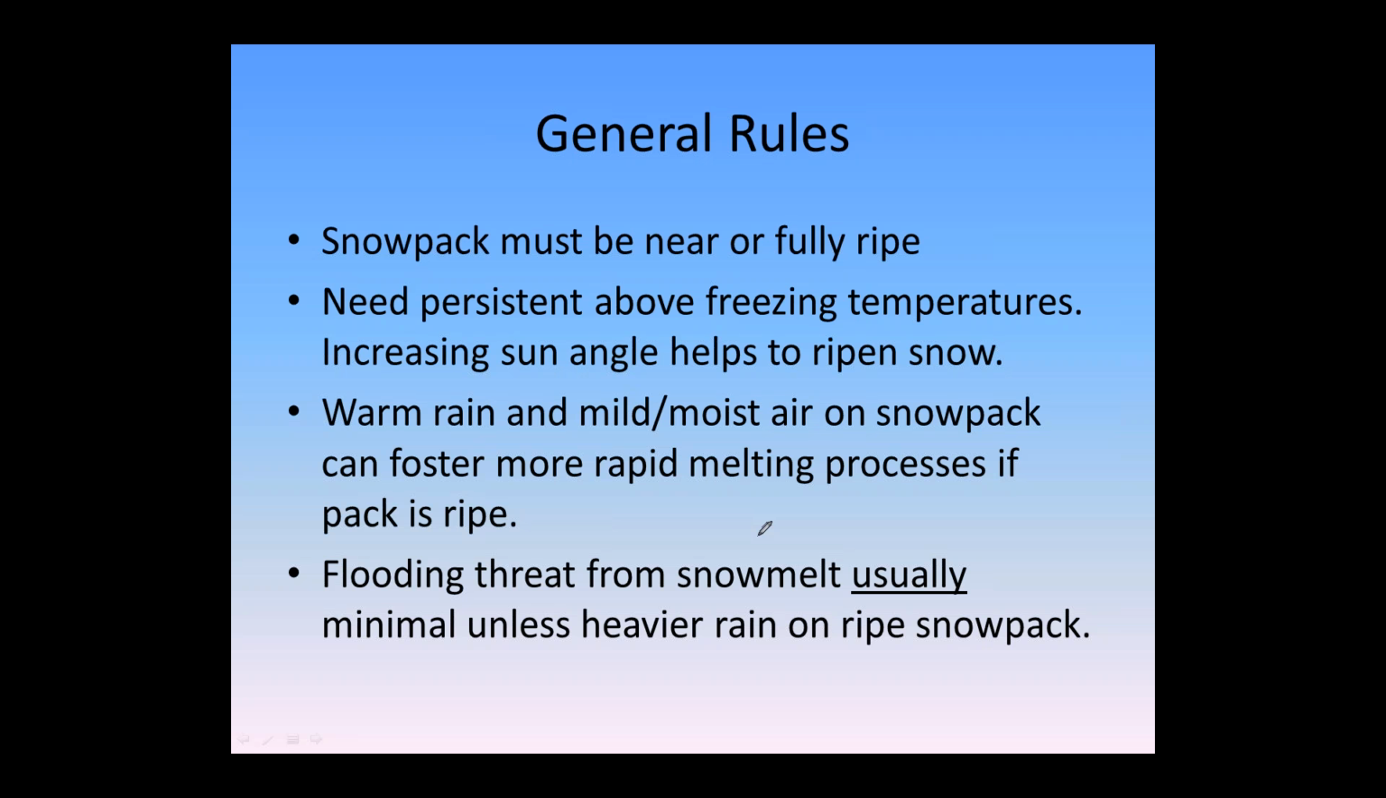The flooding threat from snowmelt usually is minimal unless heavier rain occurs on a ripe snowpack. Most years we don't get a ton of bad flooding. If everything plays out the way it is, April tends to hopefully dry out and behave normally. The snowpack slowly goes away. We may get a little minor flooding here and there. Then after that, it kind of just goes away and the rivers recede.